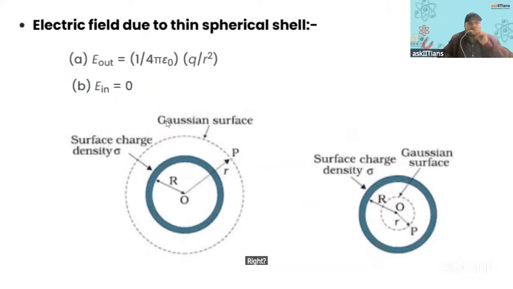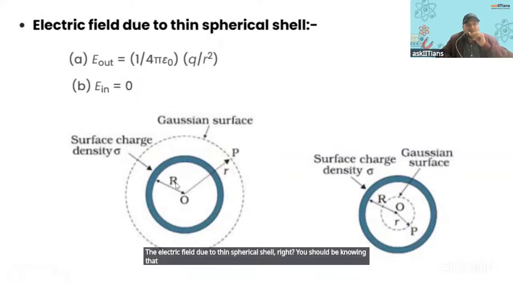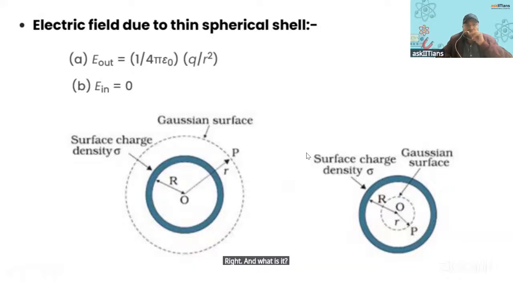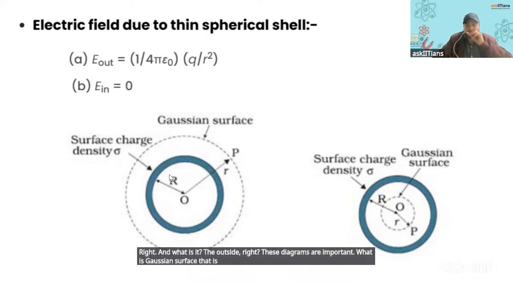The electric field due to a thin spherical shell, right? You should be knowing that the electric field inside a thin spherical shell is zero, right? And what is it outside, right? These diagrams are important. What is a Gaussian surface? That is important. You should be knowing that, right?